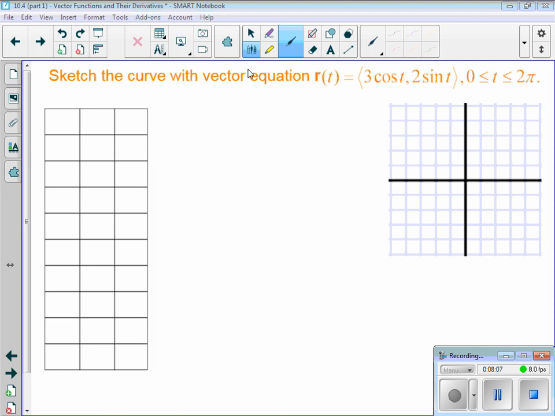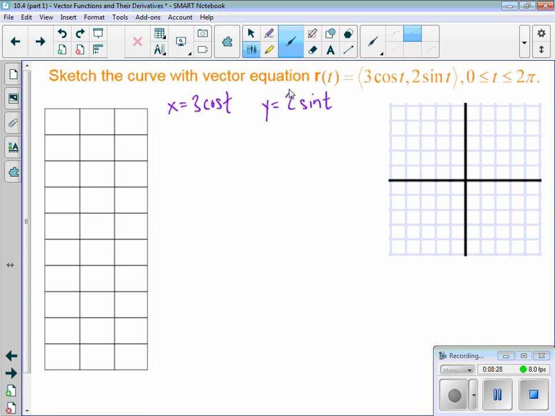Okay, so here it says sketch a curve with a vector equation. When we're given a vector equation, this first piece is your x equals, and the second piece is your y equals. So we've got x equals 3 cosine of t. And we're going to do this without our calculator. And then we got y equals 2 sine of t.